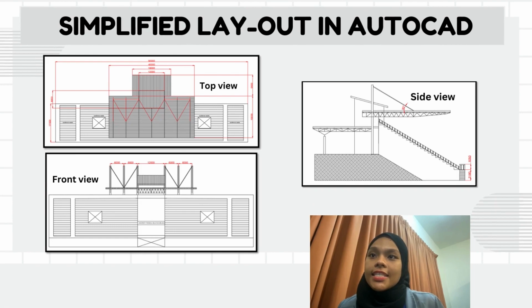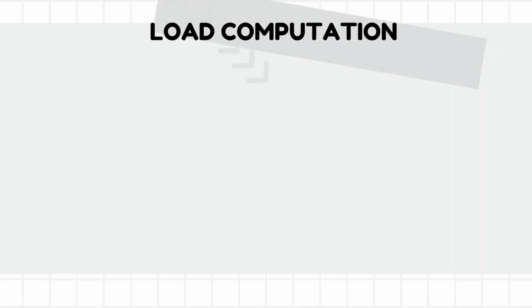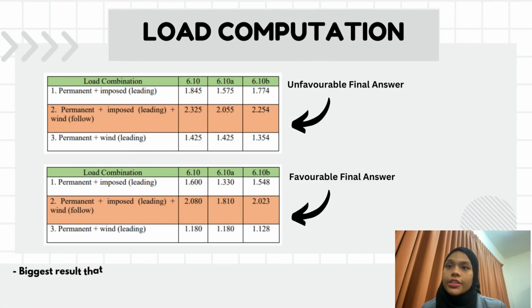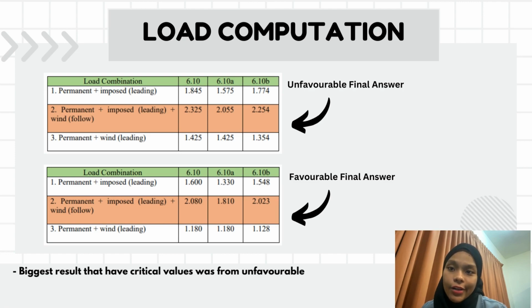So this is the simplified layout in AutoCAD. The group members provide the top view, side view, and front view of the UTM Stadium. Next, we move to load computation. The top one is the unfavorable final answer, and the bottom one is the favorable final answer. Based on the calculation between unfavorable and favorable, the biggest result that has the critical value was from the unfavorable calculation.